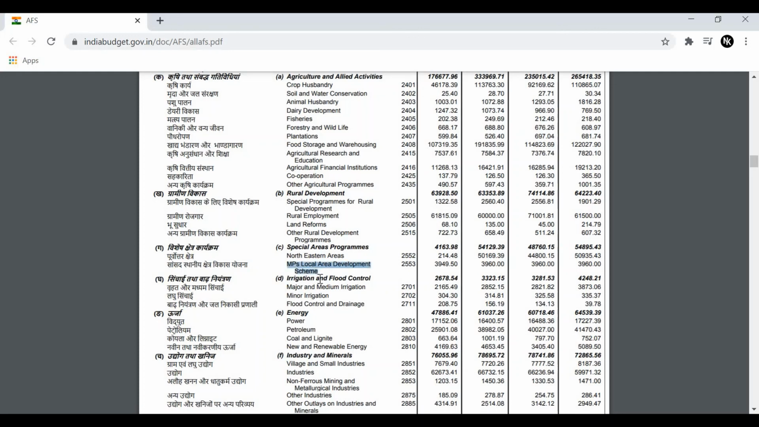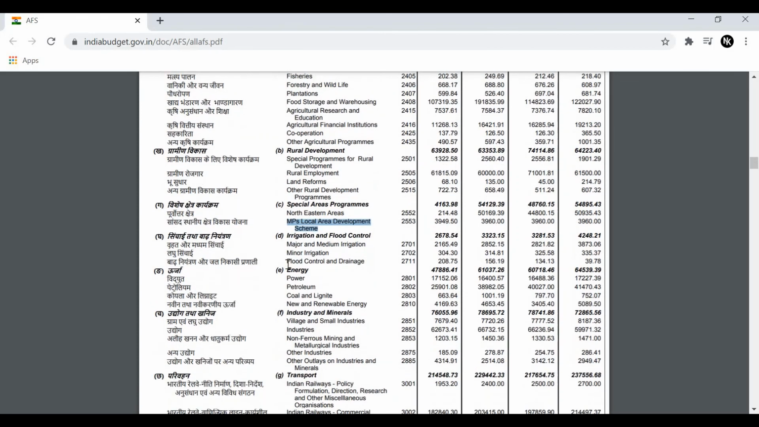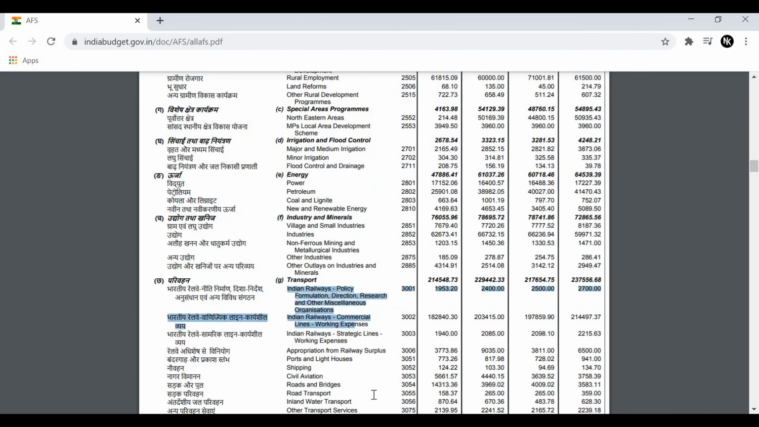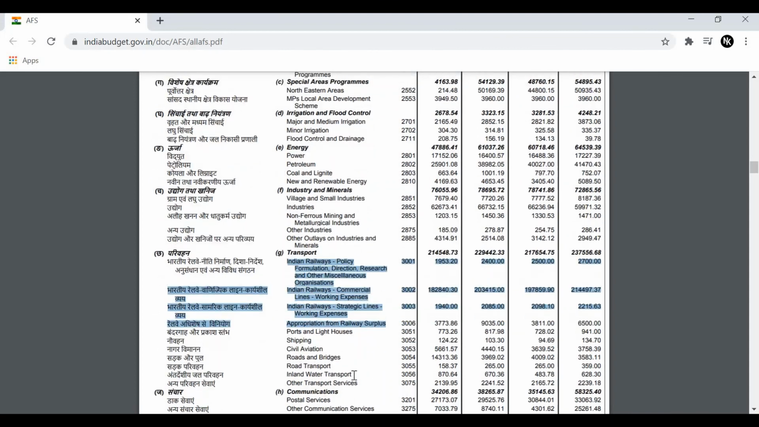MP's local area development scheme. So this is one of those union schemes I was talking about. It comes under the planned expenditure. Energy to power the country and increase productivity. Industry and minerals. Villages and small industries. Empowering MSMEs to contribute greater to the overall economy of the country. Transport. Increasing connectivity between locations.